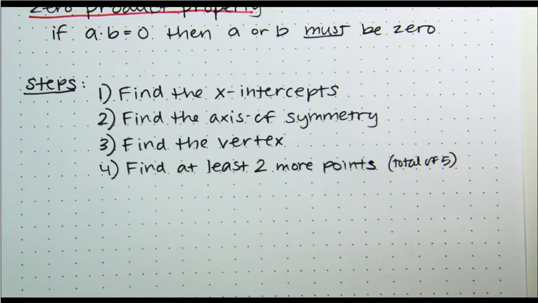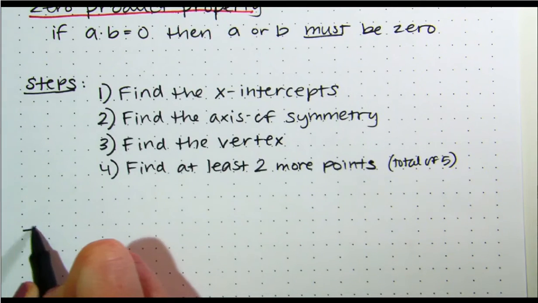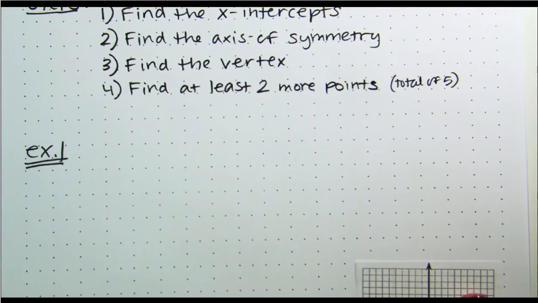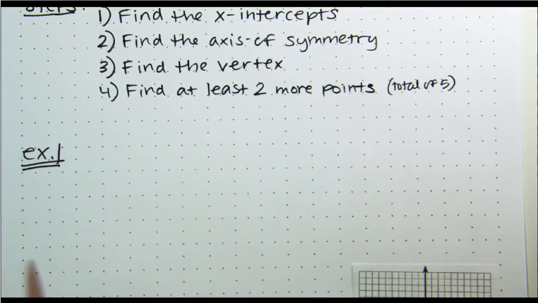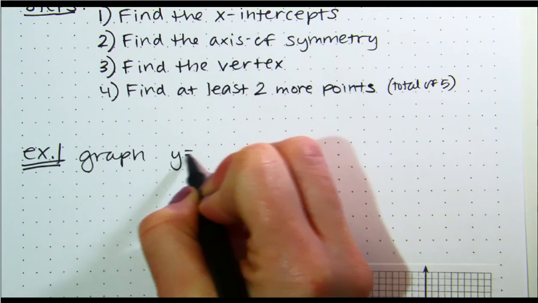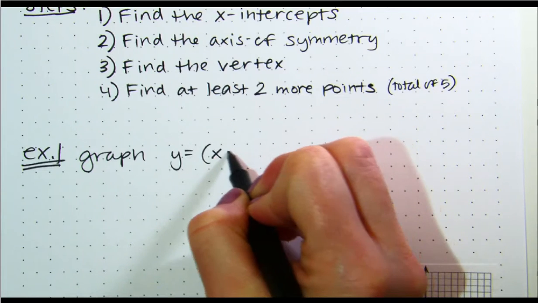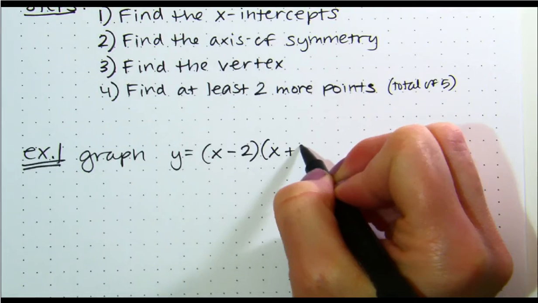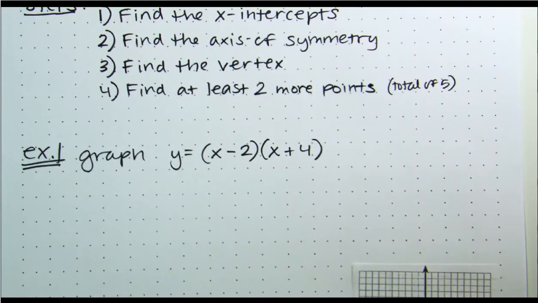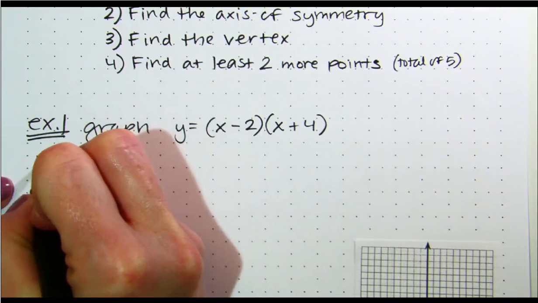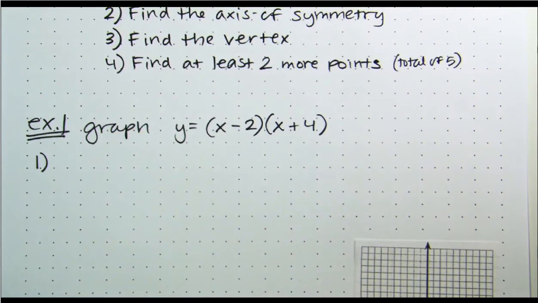All right, so we're just going to jump straight into an example, and we're going to use these 4 steps. So we want to graph y equals x minus 2 and x plus 4. Okay, so step 1, find the x-intercepts.